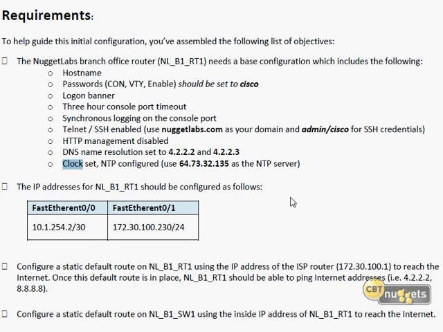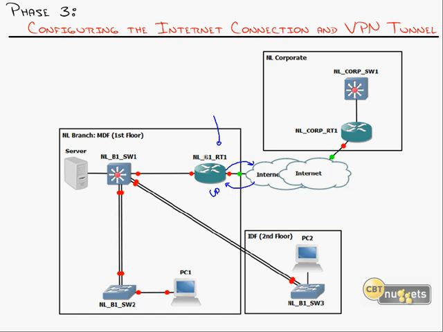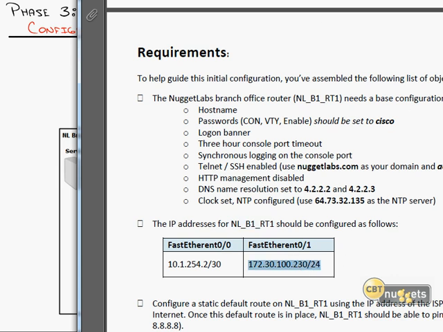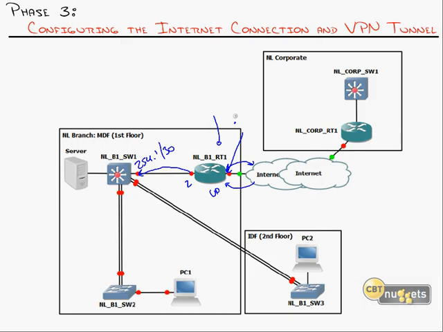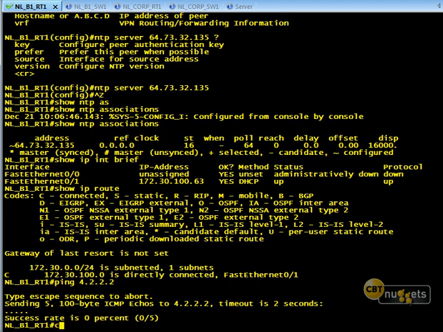So now let's configure the interfaces. The IP addresses for Nugget Lab Branch 1 RT1 should be configured as follows. 10.1.254.2/30 will allow us to communicate to switch 1, which is 254.1/30. You remember we did that early on in the Phase 2 lab. So this will be their own little point-to-point subnet. And even though it got a DHCP address, I wanted this one to be 172.30.100.230, so we know it's a static address. 230, we know what that is. Piece of cake, let's jump on to router 1.